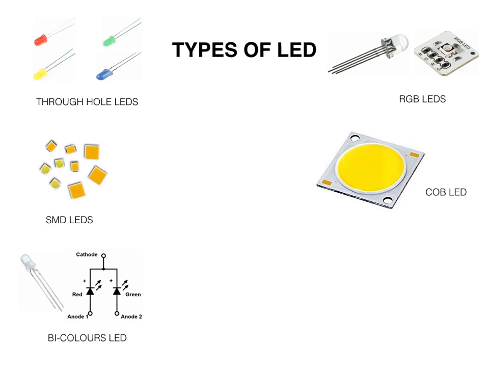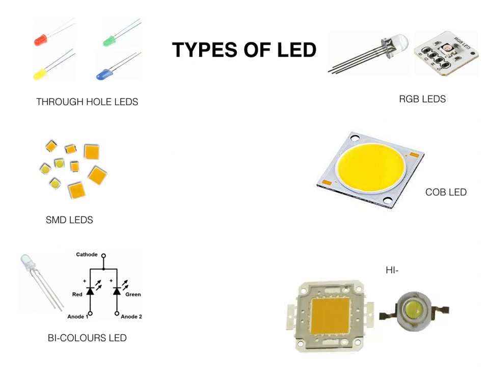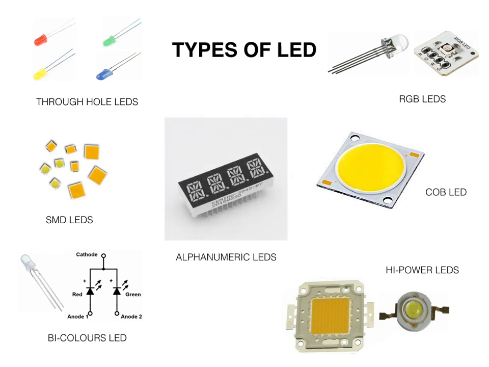They are considered highly efficient. Next, high-powered LEDs, which are very bright and often used in flashlights, spotlights, etc. And at last, alphanumeric LED, which can display any character, number or symbol.